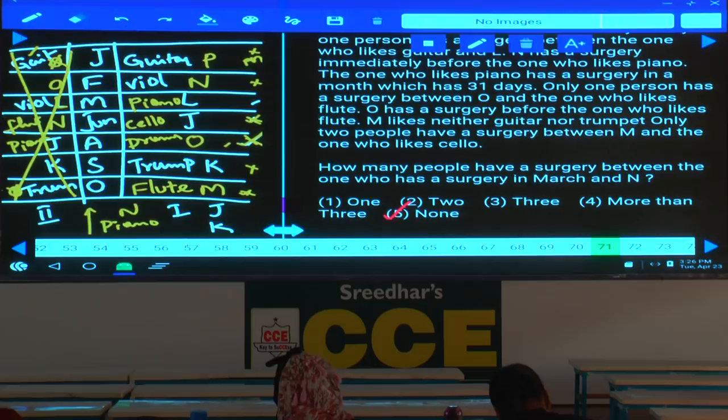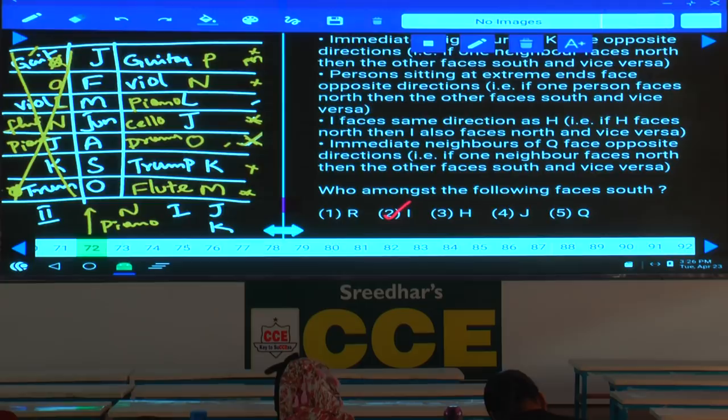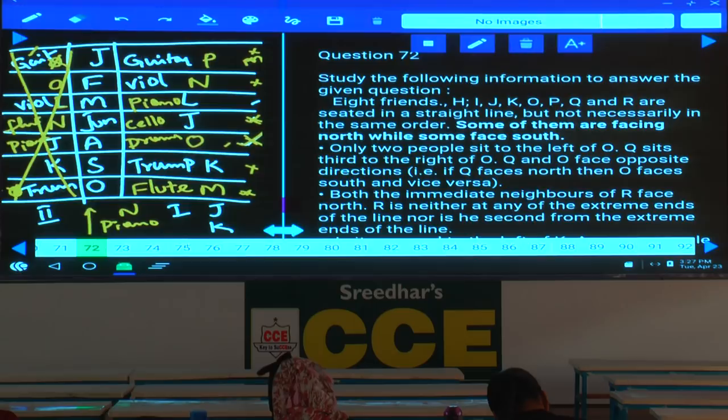Then, afterwards, question number 72 to 76. Now, what are these questions based on? 72 to 76 is based on a seating arrangement. Now, how many friends are there? In total, we have 8 persons. And who are those 8? E, F, G, H, I, J, K, and L are seated in a straight line. Hence, 8 persons are seated in a straight line, but not necessarily in the same order. And some of them are facing north and some of them are facing south.